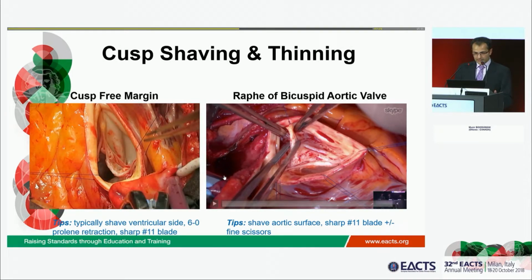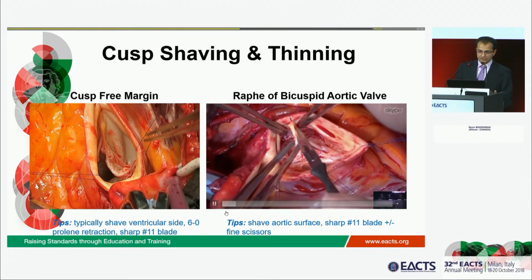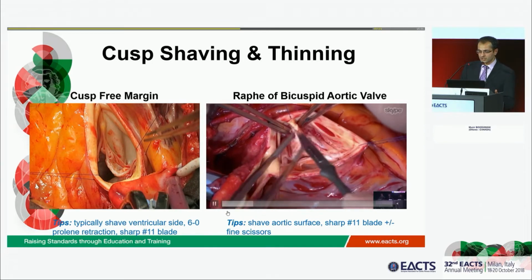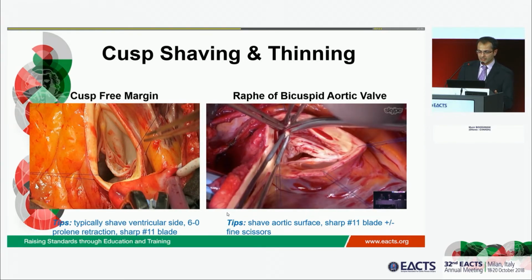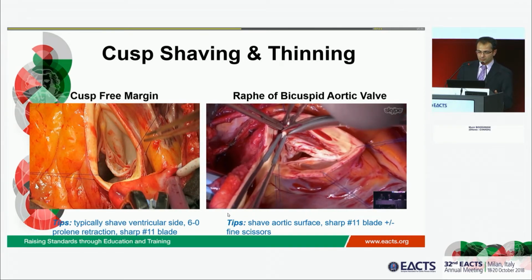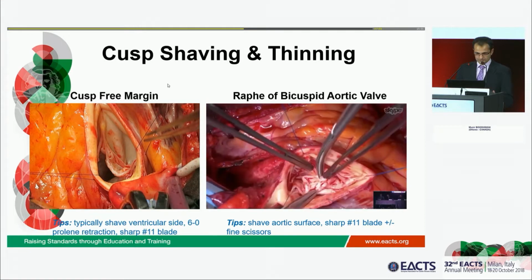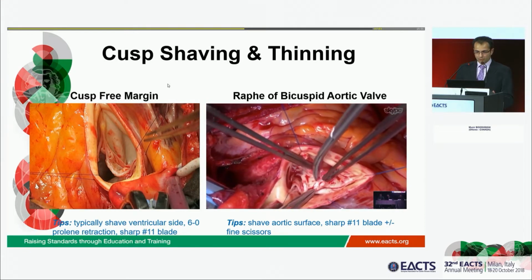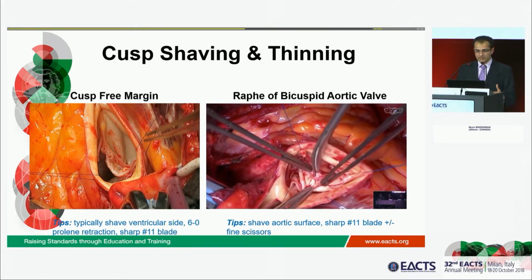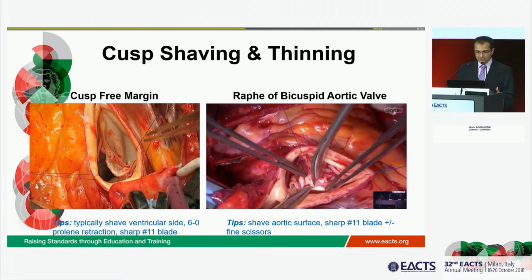Similarly, in a bicuspid aortic valve, shaving of the raphe, which can sometimes be quite restrictive and limit leaflet motion, can be a very valuable technique to try and render a thickened, less mobile valve repairable. And most of the time, this can be done without infringing on the actual cusp body.